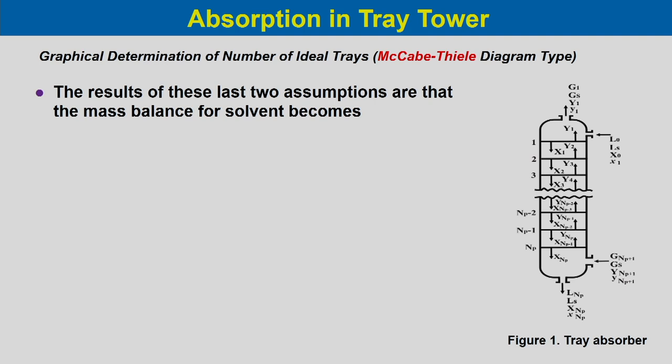The result of these last two assumptions is that the mass balances for the solvent, so the liquid flow rates, remain constant throughout the column. So, you can see L0 which is entering at the top, then at any section of the column J is LJ, and would be equal to LNP which is coming out, and we can call it L as constant.